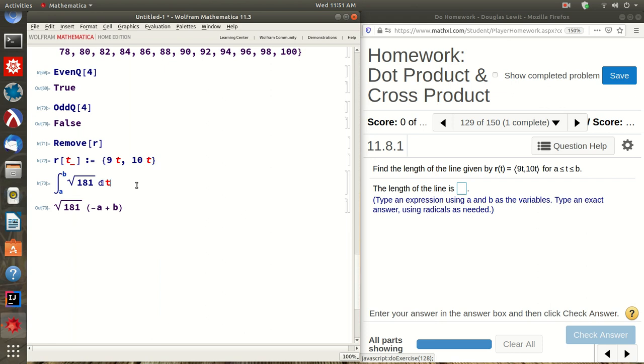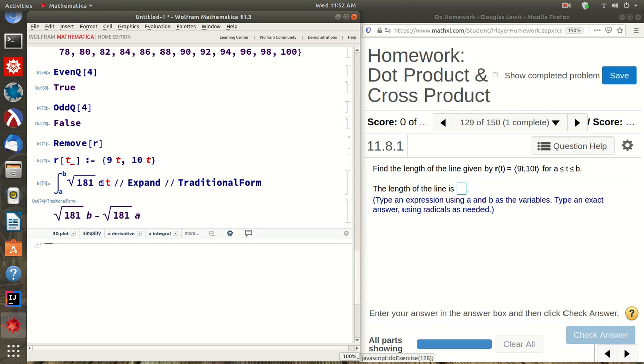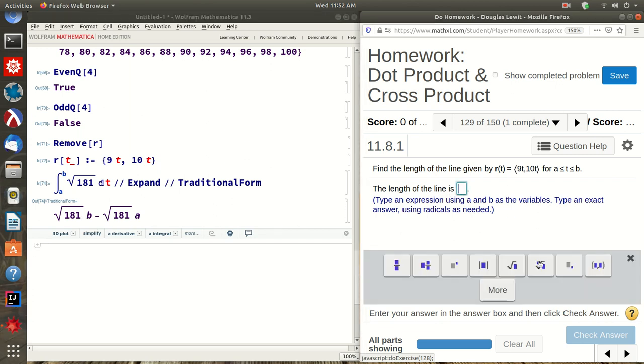Okay, so you know what? Let's make that look a little nicer. Expand traditional form. Okay, we could factor that out. So it's the square root of 181 times b minus a. The length of the line is the square root of 181 times b minus a.